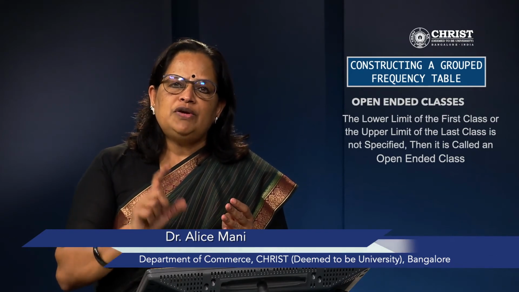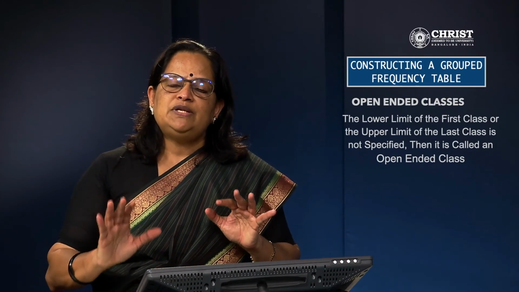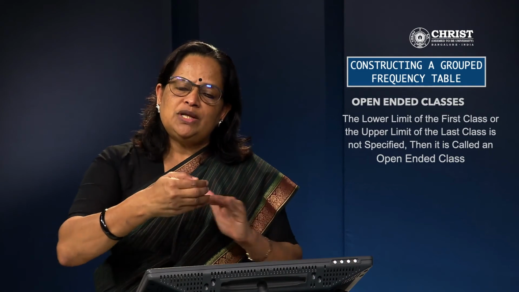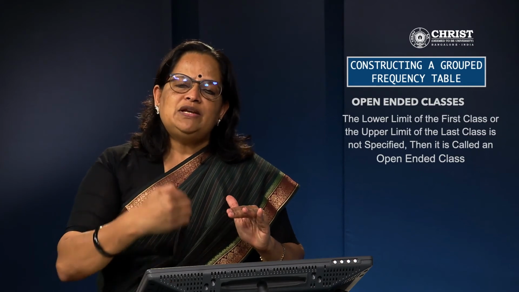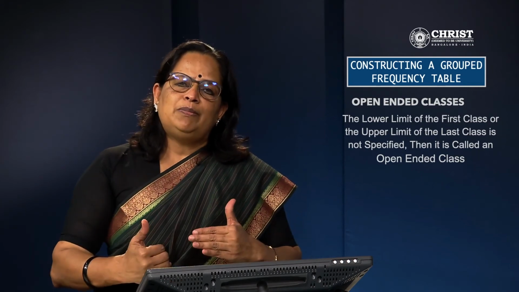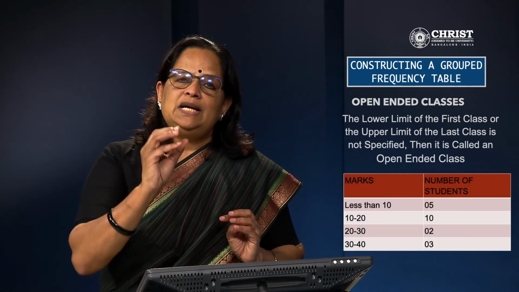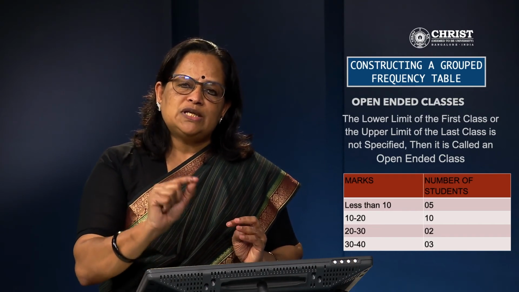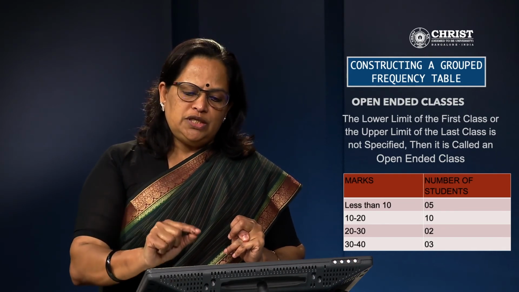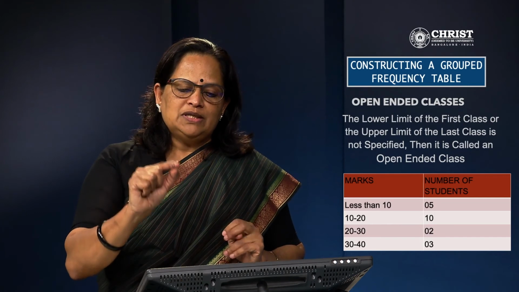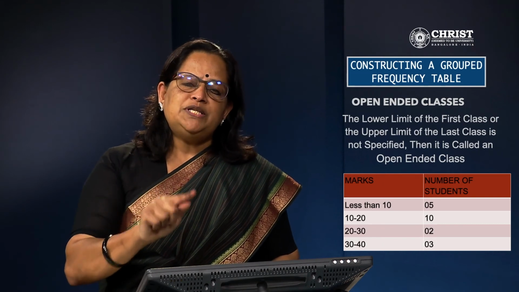For computation, we have to assume the class limits, either the lower limit of the first class or the upper limit of the last class, based on the other observations and the class interval. If the class interval is 10 throughout, then we take 10 as the class interval for the limit which is not defined. See the example of an open-ended class: less than 10. Its lower limit of the first class is not mentioned, that is why we call it an open-ended class. Then 10 to 20, 20 to 30 and 30 to 40. So the first class we will assume is 0 to 10. One assumption we are making will be a limitation for the computation.